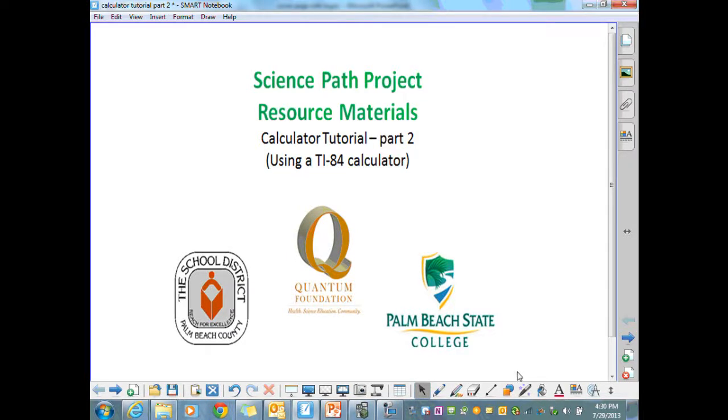In this tutorial, we will go over some basic features of a graphing calculator, specifically a TI-84, and hopefully will help you save some time as you're doing your calculations in your science or statistics or even math classes. Let's take a look.